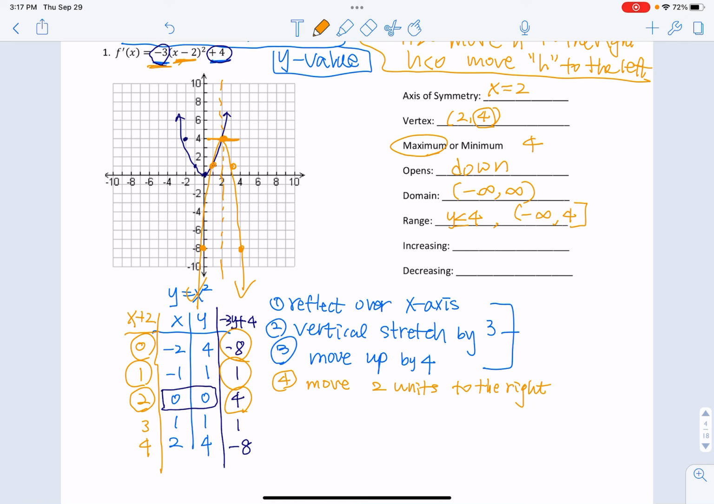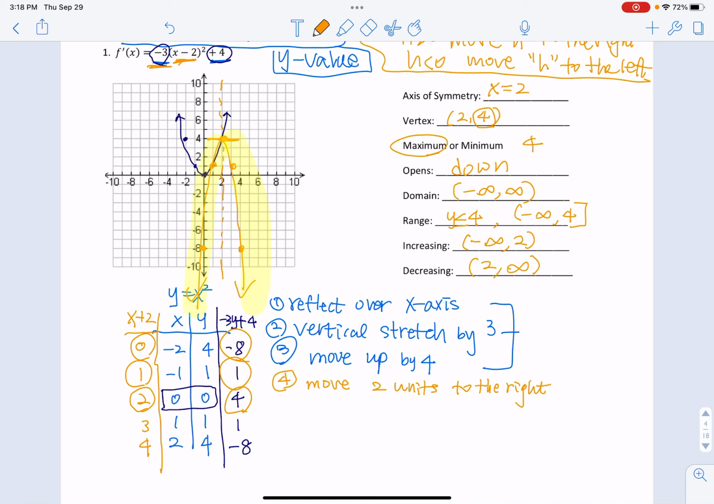And when you see the graph is increasing here, increasing in this direction when x is from negative infinity up to 2. So the increasing graph happens from negative infinity to 2. And then the graph is decreasing here when x is from 2 to infinity. So you can say the graph is decreasing from 2 to infinity.